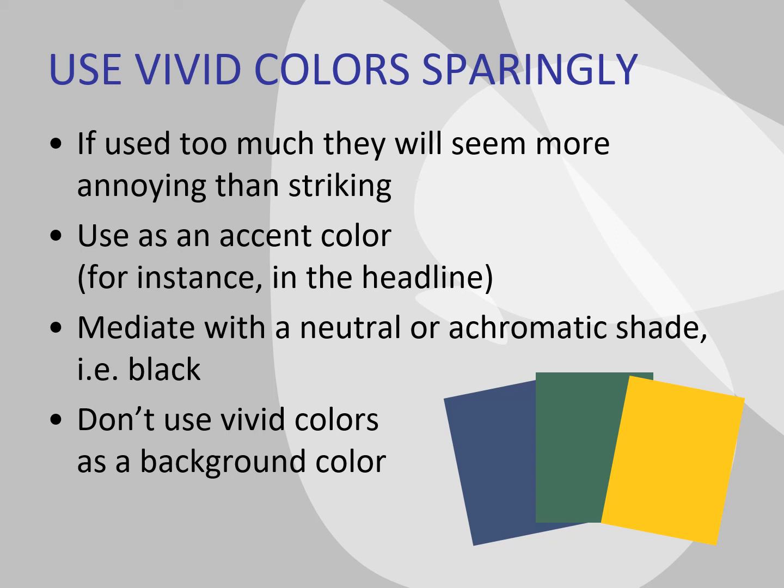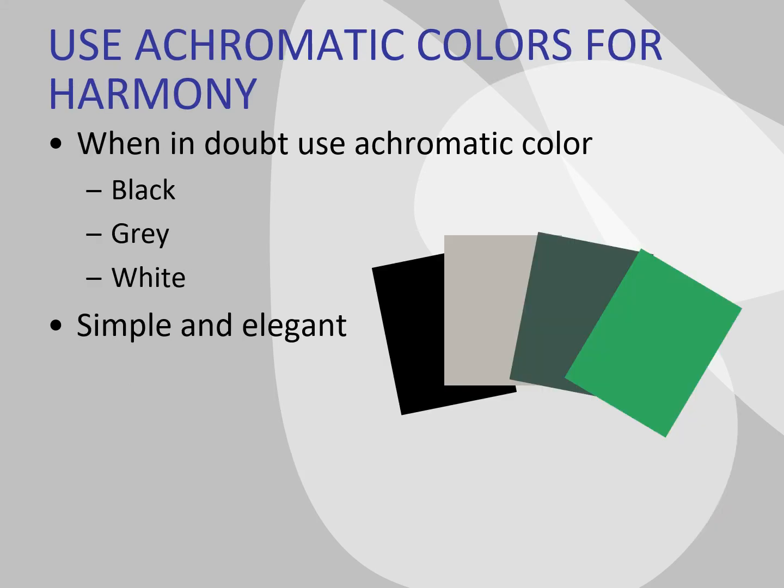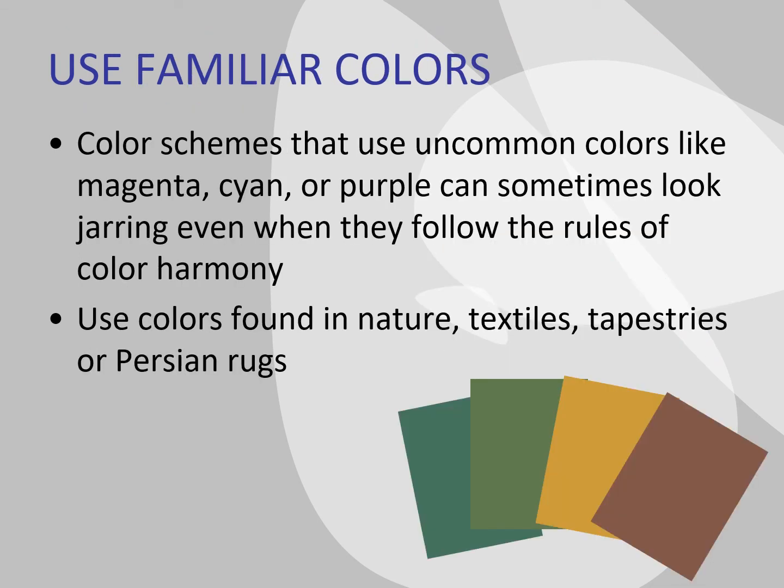They're generally used as an accent color, and then mediate that with a neutral color or an achromatic shade, something that's close to it. Like if you have green, put blue with it so that it tones it down a little bit. And don't use vivid colors as a background color. And then when in doubt, use achromatic colors. So that's the black, white, and gray. They're simple and elegant. You can always use black, white, gray and add one color in if you're worried about going overboard with color.